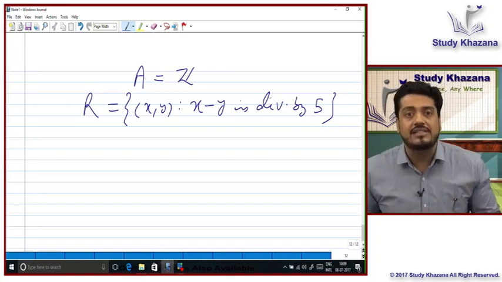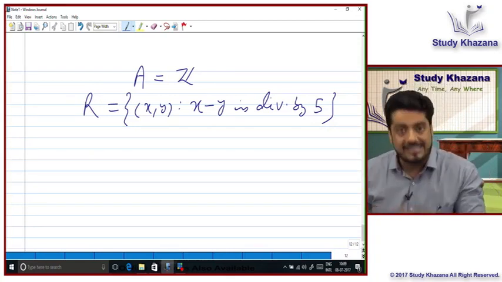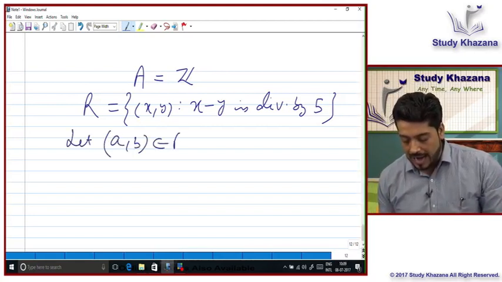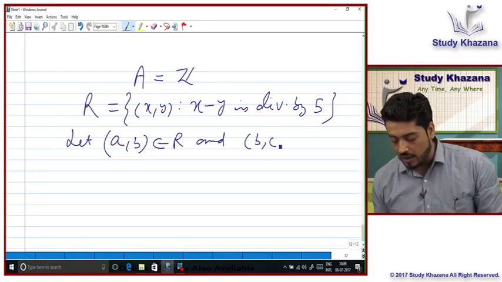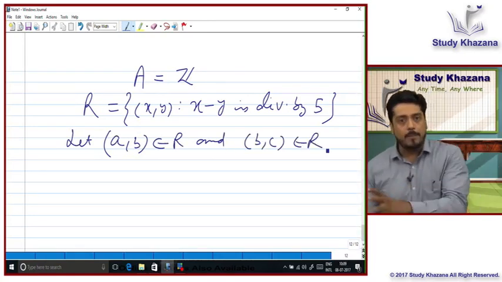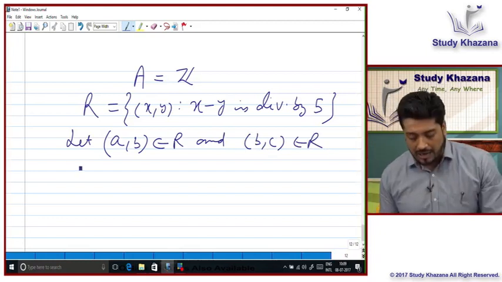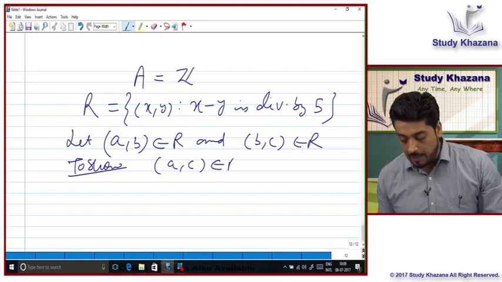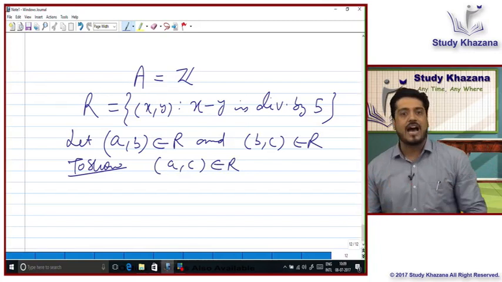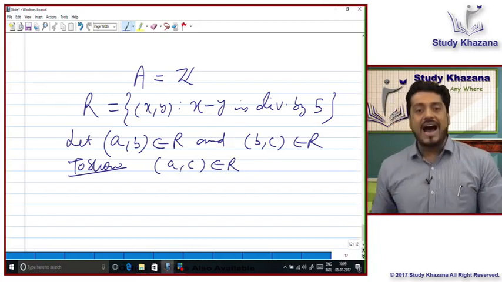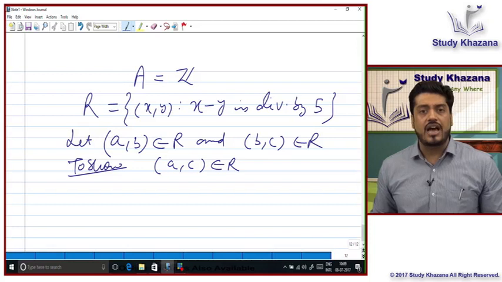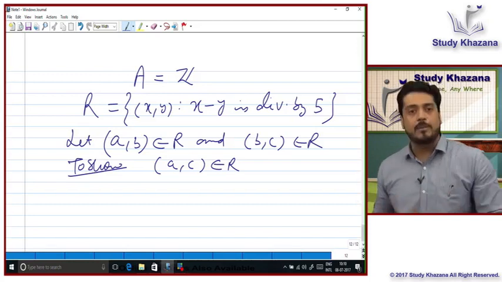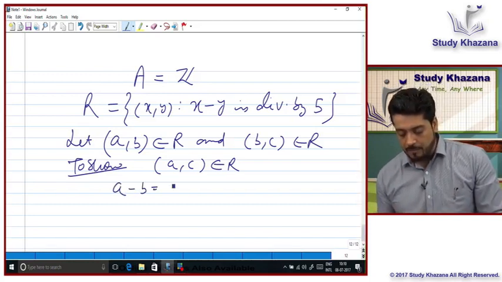So what is the hypothesis that I have to assume in this case, because this is set builder form? I will say let (a, b) belongs to R and (b, c) belongs to R. I will assume that (a, b) is in R and (b, c) is also in R. What do I need to show? That (a, c) should again be a member of R. Now, if (a, b) is in R, then what is the definition of the relation R? Any pair (a, b) belongs to R when the difference is divisible by 5. And if something is divisible by 5, then it will be a multiple of 5.